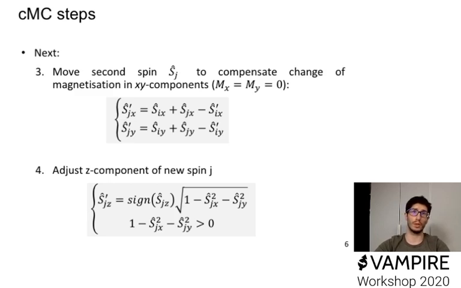We do so, and then what we'll do is to determine the new component of the spin J along Z, which will have to have the same sign as initially, and also we have this condition here, so this square root argument must be positive. If that's not the case, we will reject the move. So we will see there are steps, and every time if a step doesn't satisfy the condition, we will go back to the beginning where we need to again select two spins within the system.